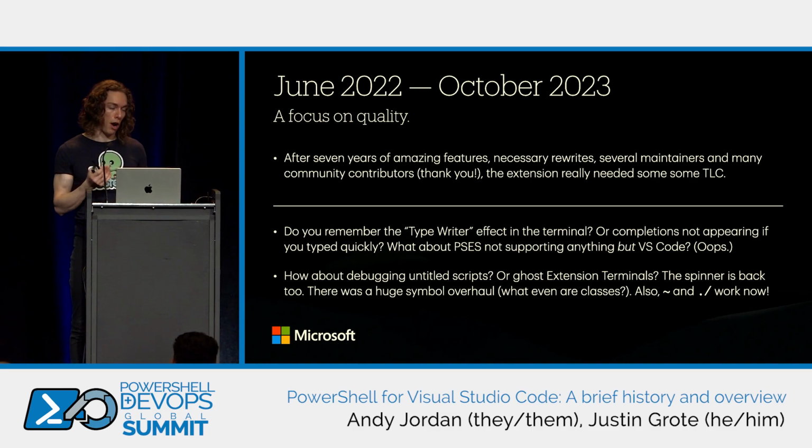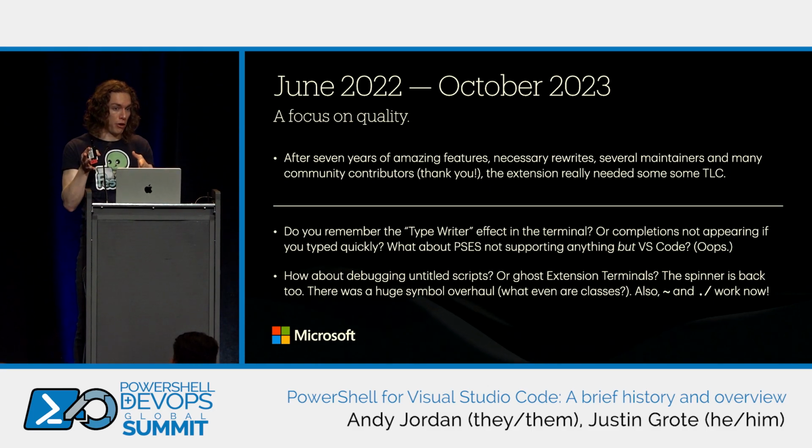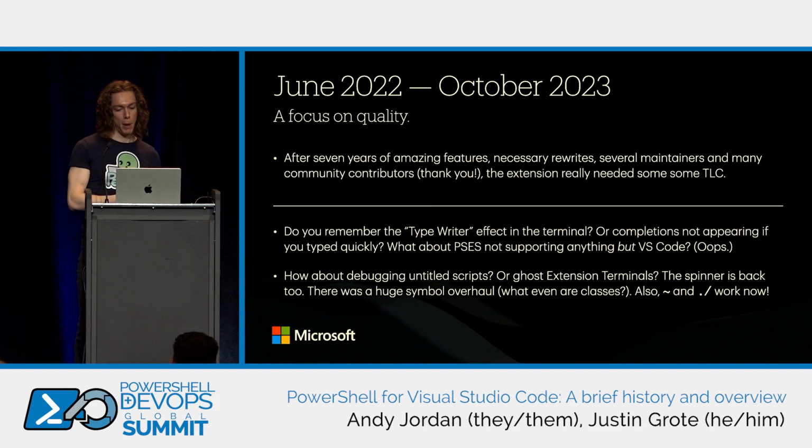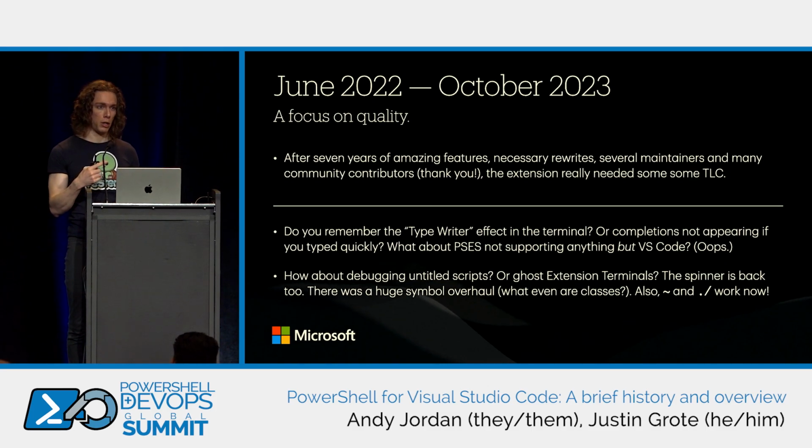That was an often requested feature. It did work, and then we broke it. You open a new tab in VS Code, you've got some PowerShell code in it, you should be able to debug it. Why force somebody to save this script? So we fixed that.